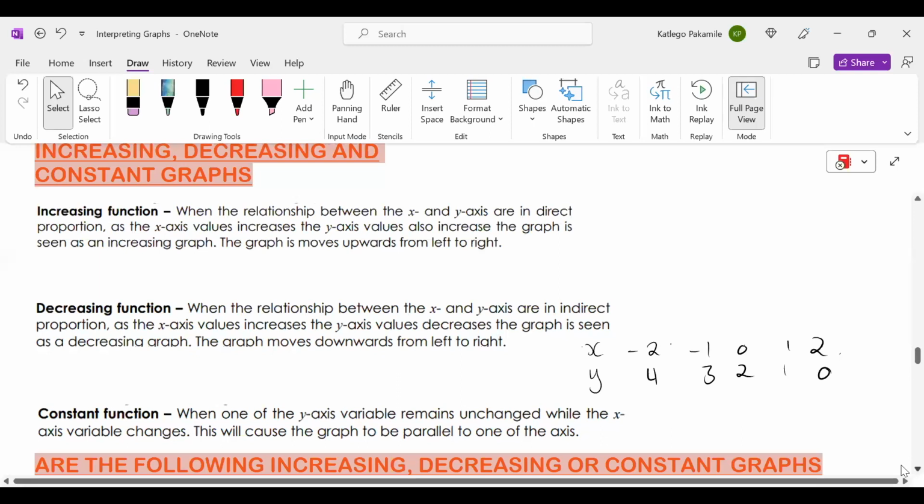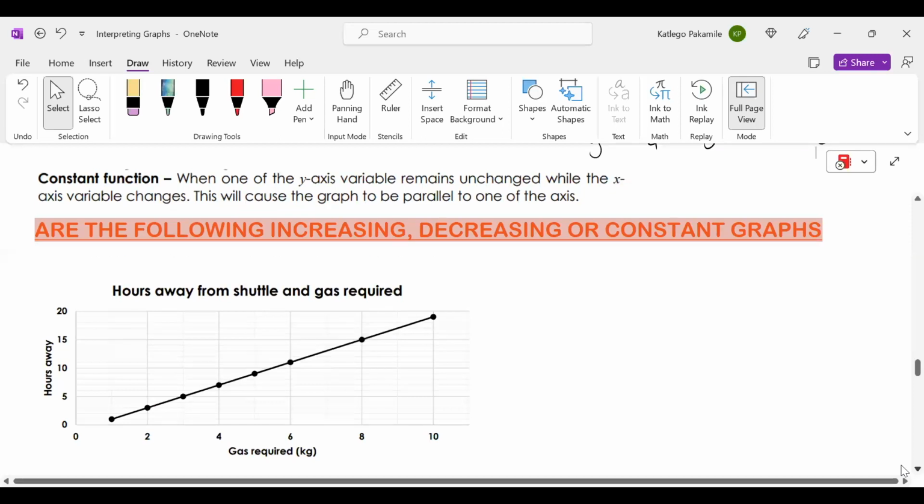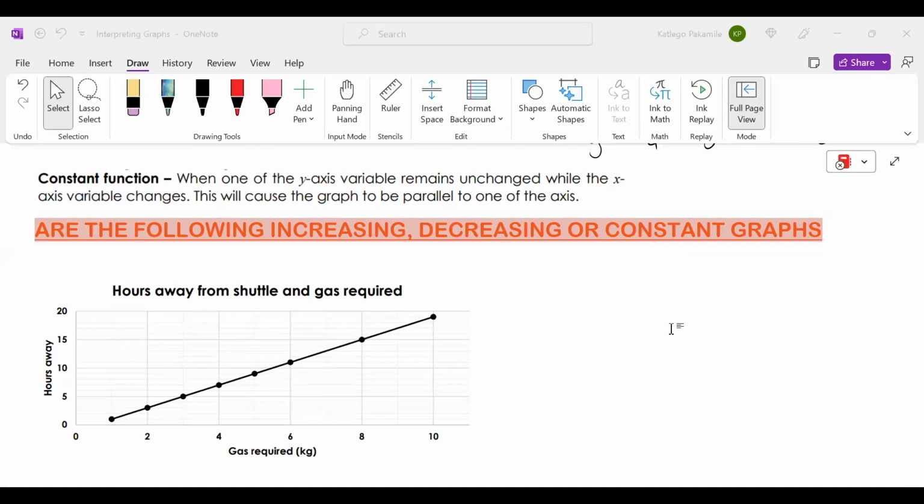Now let's see if we can identify increasing, decreasing, and constant graphs. So how many hours you are away from a shuttle and the gas required to get there. Is this an increasing, decreasing, or constant function? Give me a reason for your answers. What do we think? Let's start with, is this increasing, decreasing, or constant? Tammy and Abu say increasing, so that's Jason. Let's hear what everyone else has to say. Okay, looks like everyone agrees. So this is an increasing graph.